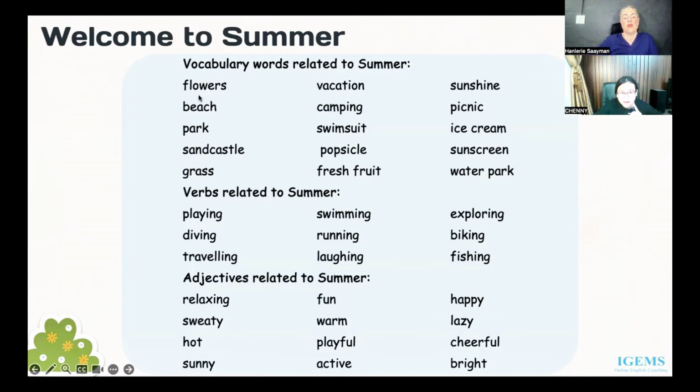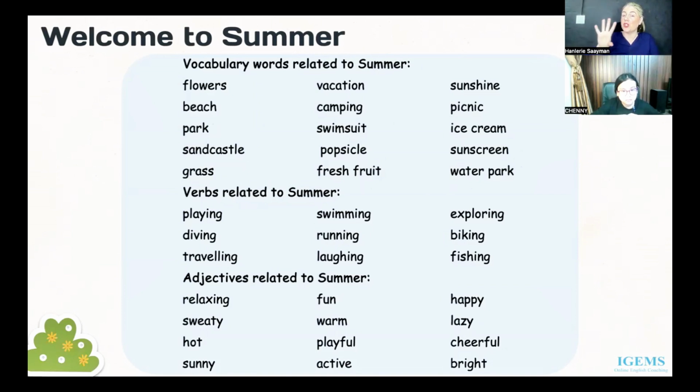It would be maybe flowers, vacation, sunshine, beach, camping, picnic, park, swimsuit, ice cream, sandcastle, popsicle, sunscreen, grass, fresh fruit, water park. Fantastic. So now I want you to think about it.